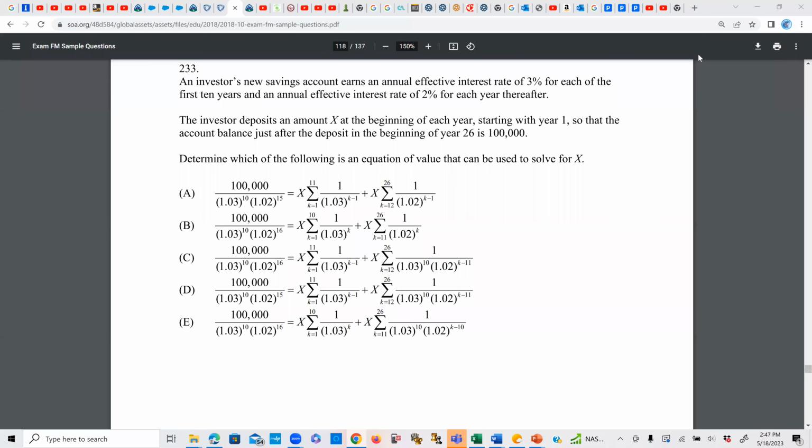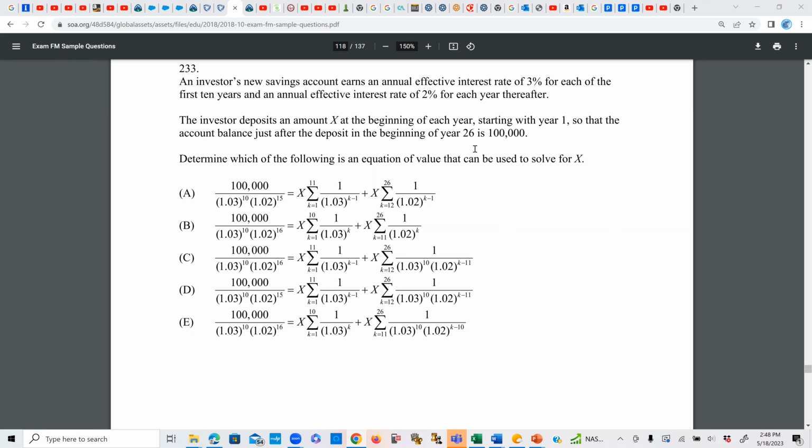An investor's new savings account earns annual effective 3% for each of the first 10 years and annual effective 2% for each year thereafter. The investor deposits an amount X at the beginning of each year, starting with year one, so that the account balance just after the deposit in the beginning of year 26 is 100,000. Determine which of the following is an equation of value that can be used to solve for X.